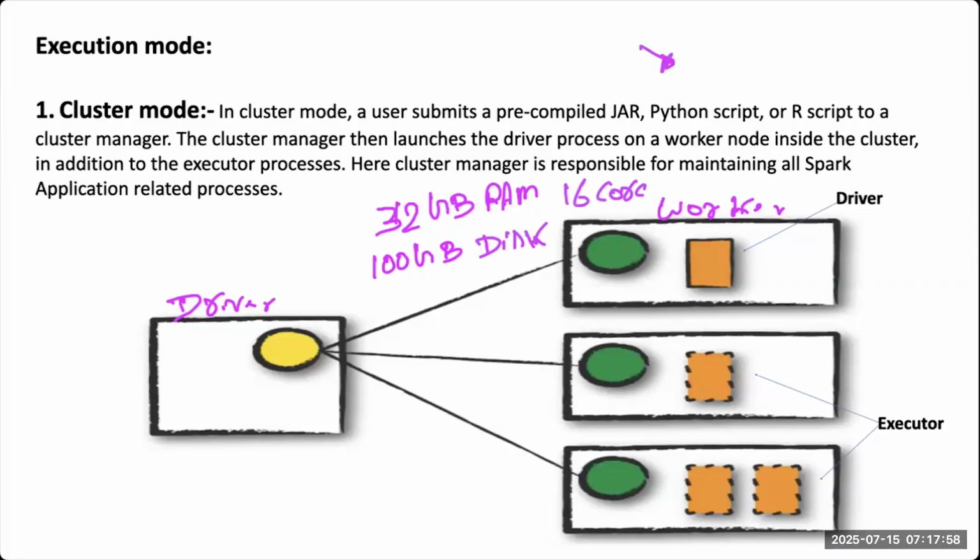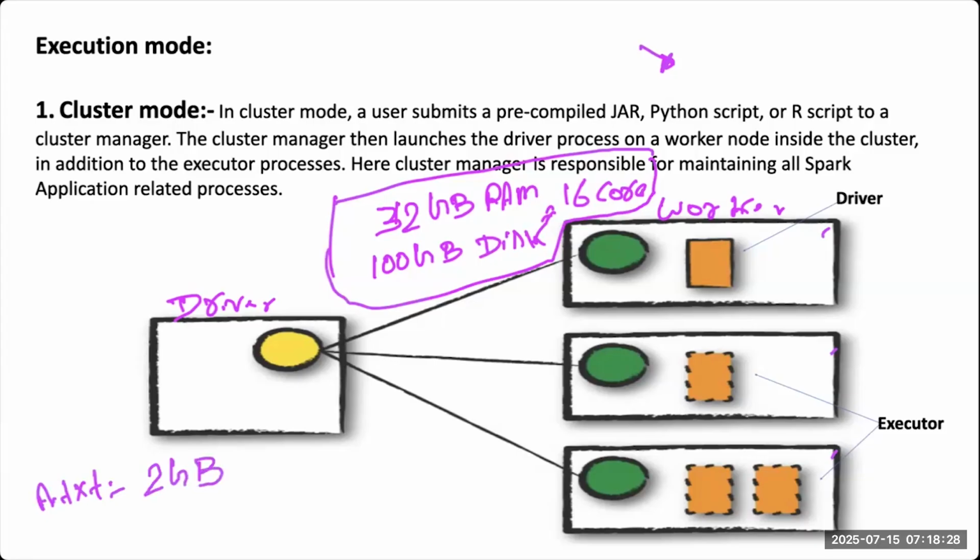So now let's suppose this is the 32 GB RAM, 16 cores, and 100 GB disk. This is the capacity of this worker node. All three worker nodes have this capacity. Now you have one job where you have a.txt as the table, and let's suppose it is 2 GB.